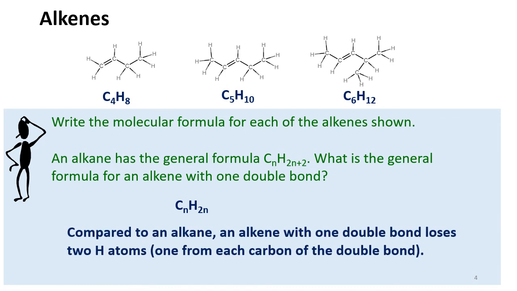And that's the way we write it: CnH2n. And if we compare that to the general formula for an alkane, we can see that the alkene contains 2 fewer H atoms for the same number of carbons.